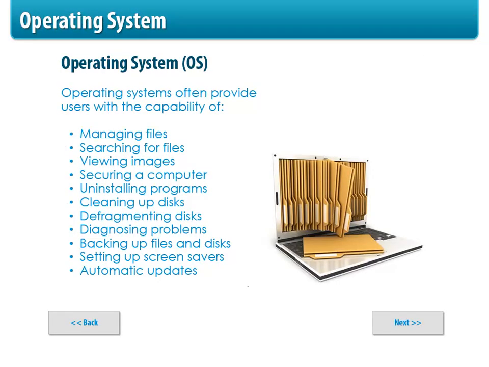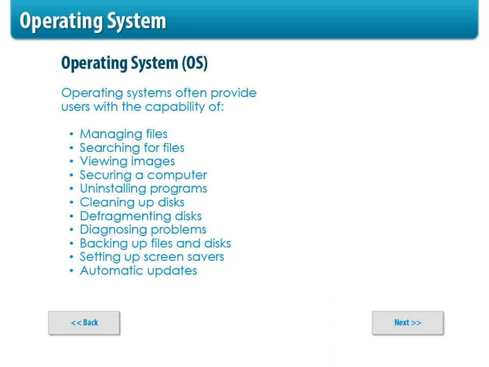Some things that you could see every day that operating systems provide you with are managing your files, being able to move them into one folder or another through your graphical user interface, or what we call GUI. You can search for files. You can view images, those pop-up screens, which we'll cover a little bit. You can secure your programs on the computer. You can uninstall programs using your OS, clean up your disk, and defrag it, which I'll tell you a little bit later what that means. You can diagnose problems. You can back up disks. You can do a lot of things that your operating system provides for you.